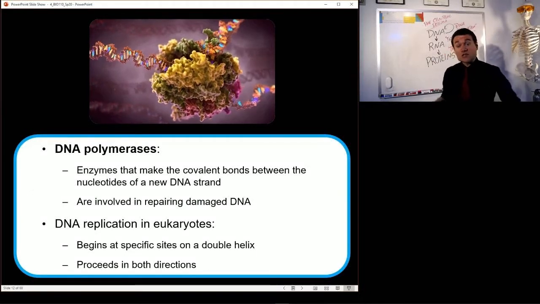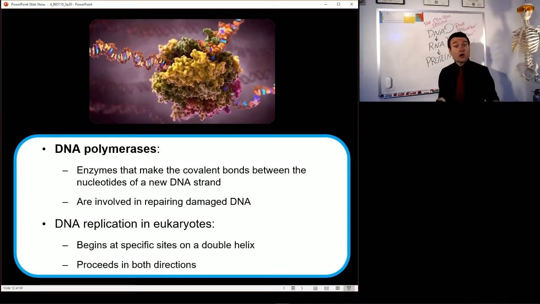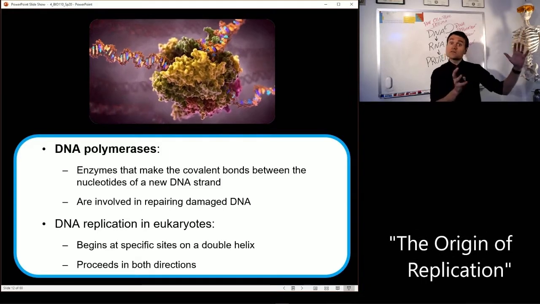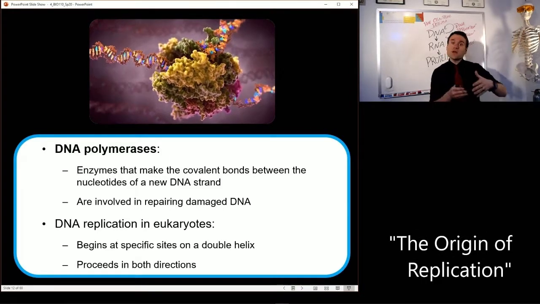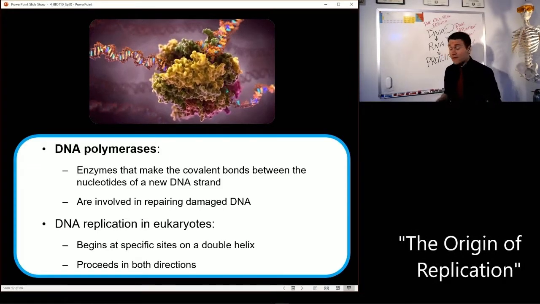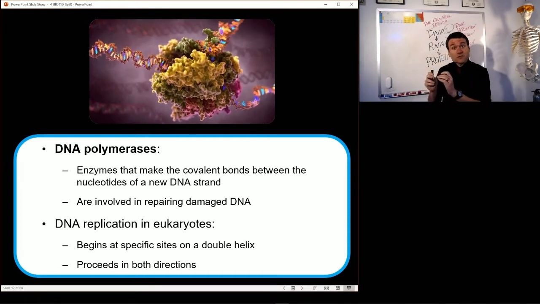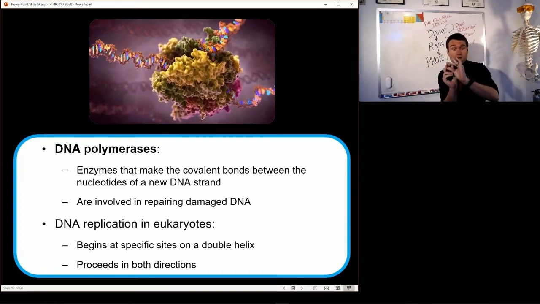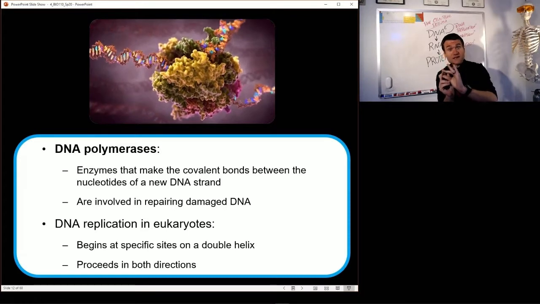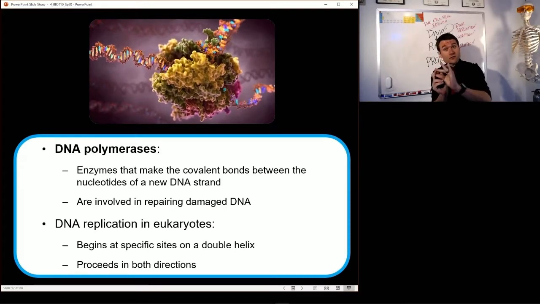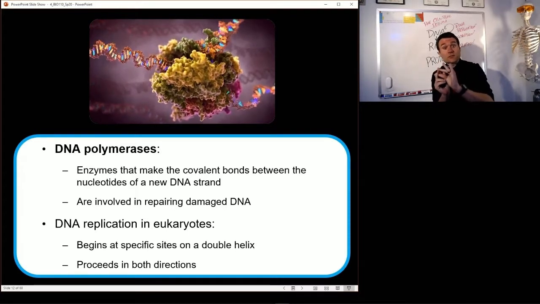DNA replication is going to begin at a site called the origin of replication. Where does it begin? At the origin of replication. That at least makes sense. The origin of replication is a location on the chromosome, so a segment of DNA that allows certain enzymes to come in and begin this process.